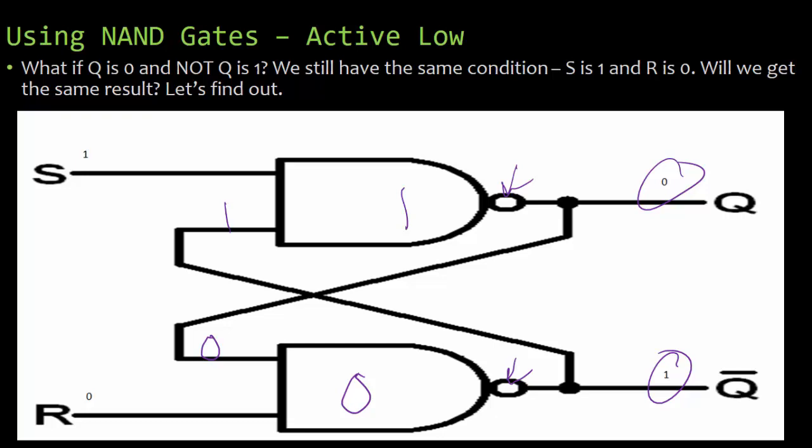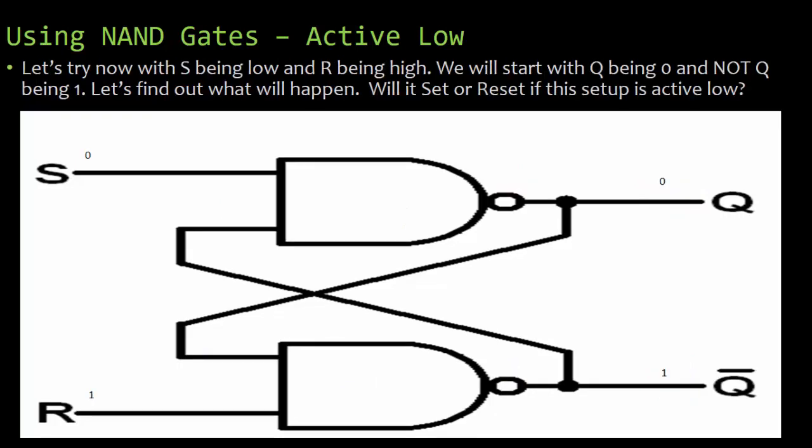R stands for reset. Using NAND gates, it's active low. Because R is 0, is active low, it's going to be in the reset state, which means Q is 0, not Q is 1. Now, let's try now with S being low and R being high. We will start with Q being 0 and not Q being 1. Let's find out what will happen. And we can ask ourselves, will it set or reset if this setup is active low?